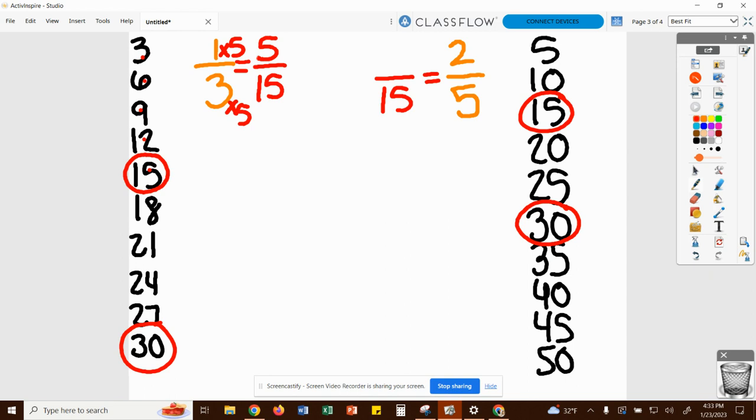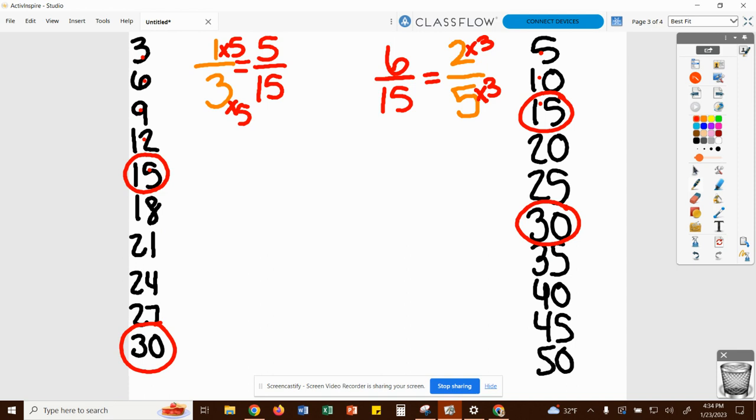Next, I'm going to move over to 2/5. I have to ask myself, what times 5 gets me to 15? Well, I can use my multiples or I can know my math facts. 1, 2, 3. 5 times 3 gives me 15. And I know whatever I do to the bottom, I have to do to the top. So I'm going to multiply the top by 3 since I multiplied the bottom by 3. 2 times 3 is 6. So now I have my two fractions with common denominators. I have 5/15 and I have 6/15.